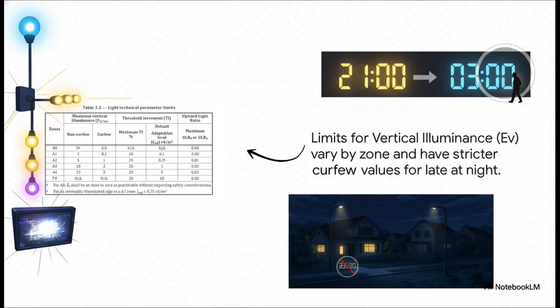So for instance, in a typical suburban A3 zone, you might be allowed 10 lux before the curfew, but that drops right down to just 2 lux after.